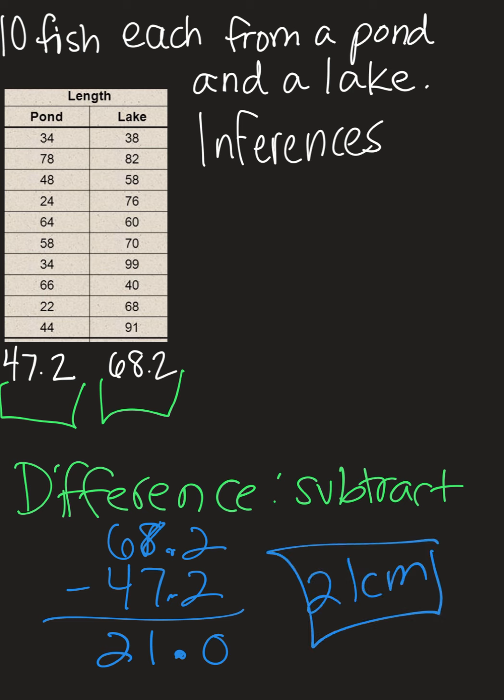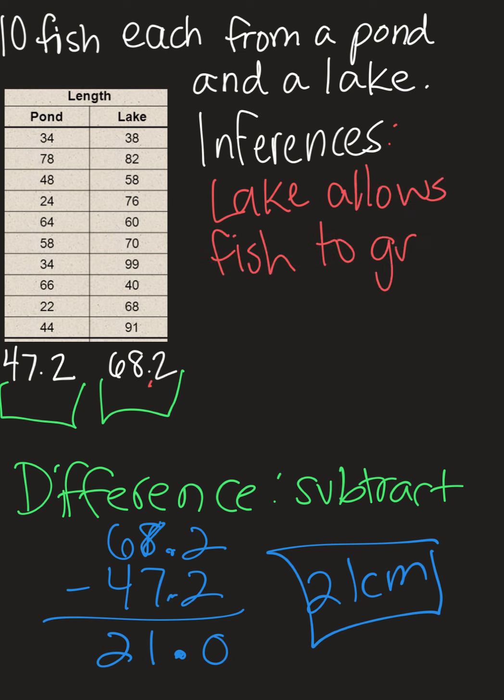You can also use these averages to make some inferences about the information. For example, we noticed that the lake fish are larger than the pond fish by their averages. So our inference could be that the lake allows fish to grow larger for whatever reason. That seems to be true based on the data.